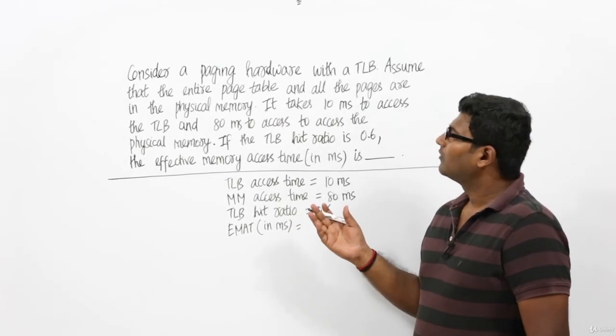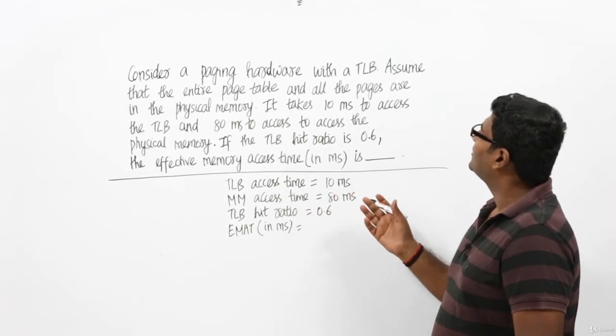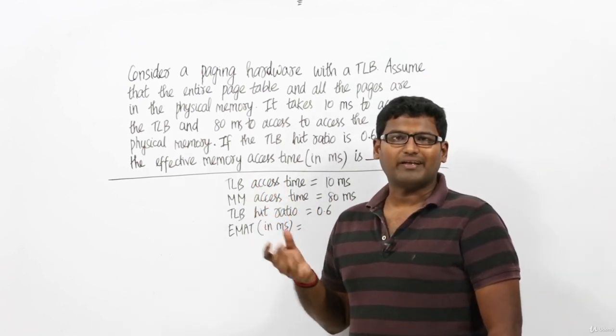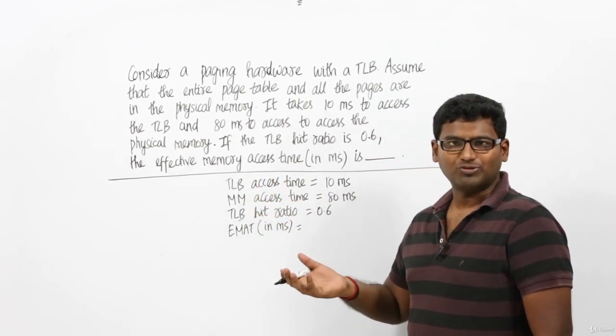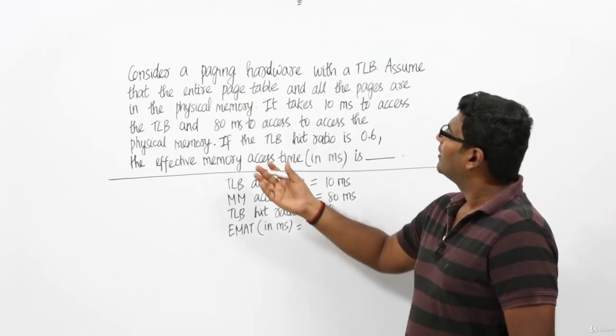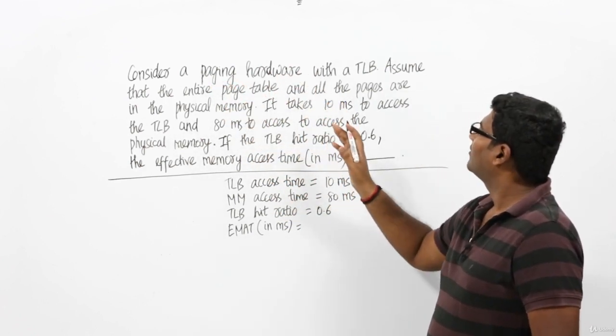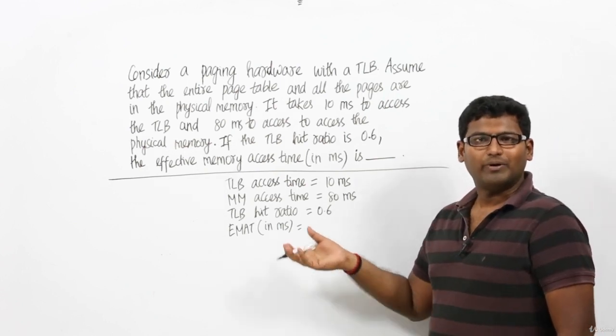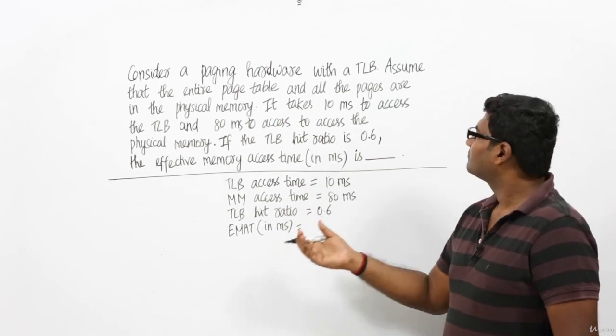Let's solve this problem. Consider a paging hardware with a TLB. See, what do they mean by paging hardware? They actually mean the memory. Our memory has been using paging. That's what they are denoting as paging hardware with a TLB, which means we are going to maintain some page table entries inside the TLB.